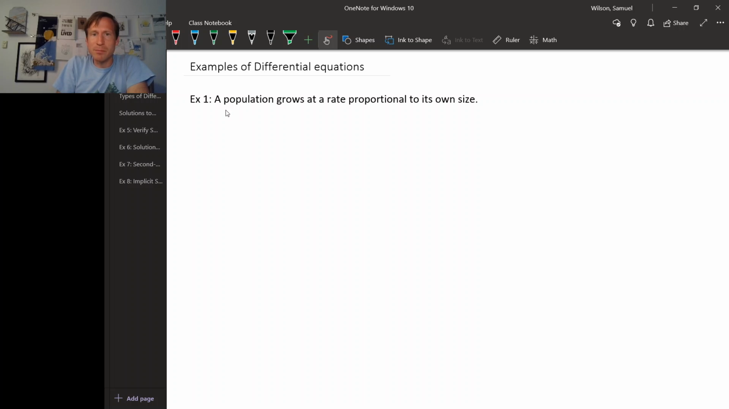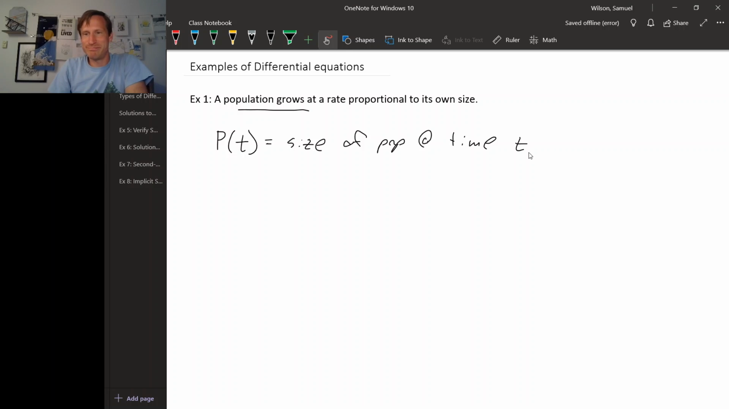So since there's a population whose size is changing, let's give the size of that population a name. How about P of t? So P for population and t for time. So P of t is the size of the population at time t. And the unit for this would be individuals, or individual people, or whatever it is that's in the population.